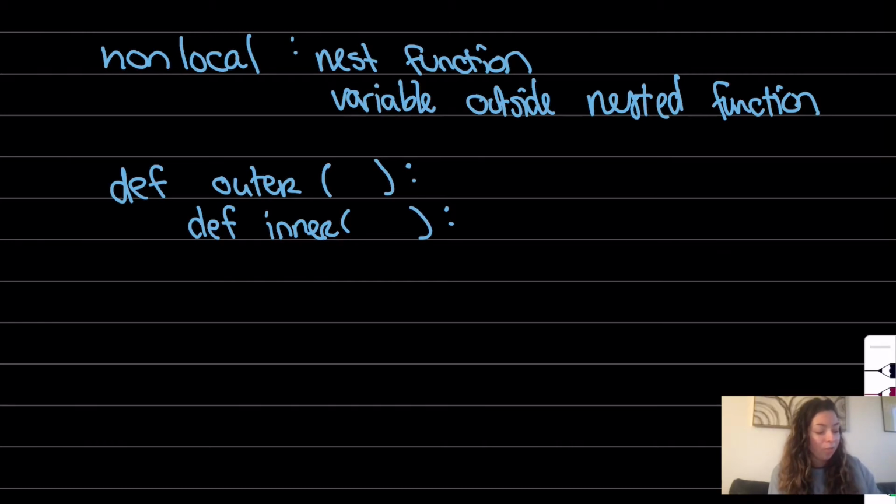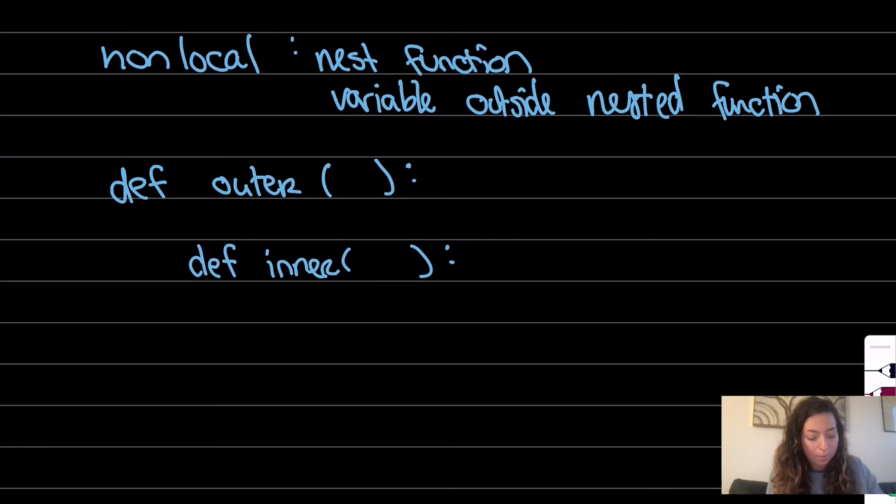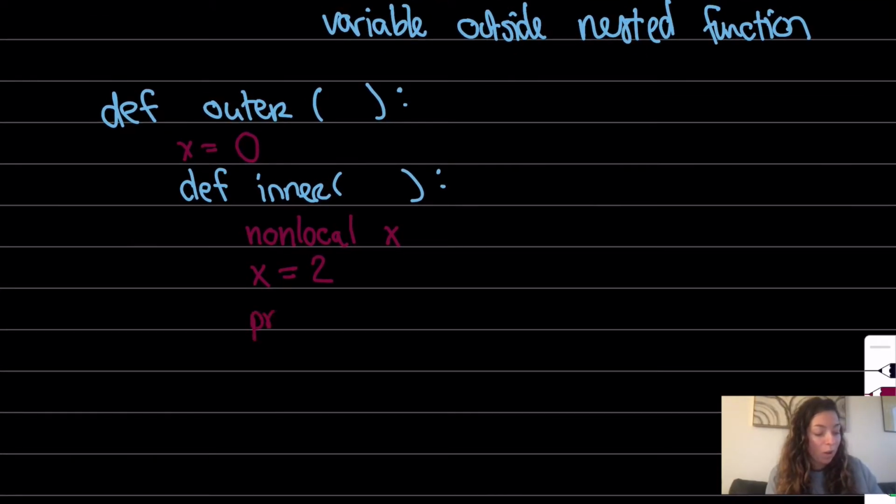And in our outer function, we can have a variable that we define, let's call it x, and I'll set x equal to 0. If I say nonlocal x inside my inner function and then set x equal to 2, and then let's say I want to print the value of x inside here, but then also when I jump outside of my inner function and I print the value of x, so this is now outside of the inner function. So what do we expect to happen here?